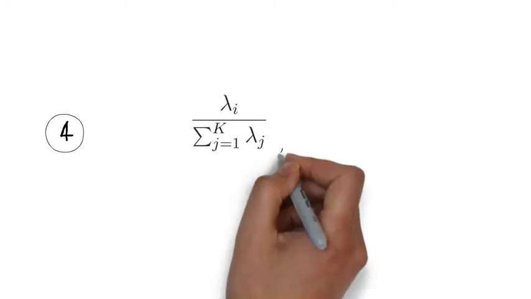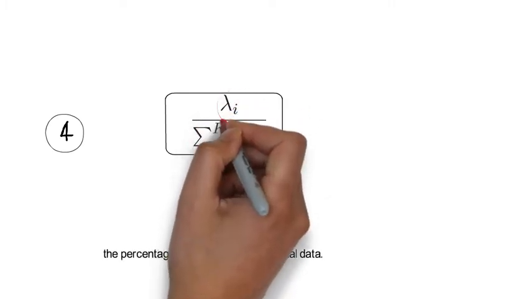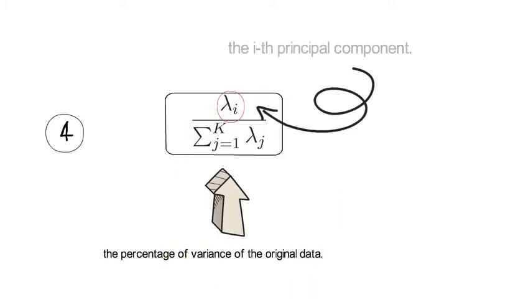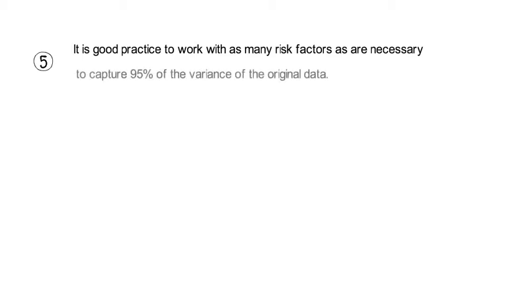Fourth, if you take the ratio of lambda i divided by the sum of all lambdas, that quantifies the percentage of variance of the original data that is captured by the ith principal component. My fifth takeaway would be that it's good practice to work with as many statistical risk factors as are necessary to capture roughly 95% of the variance of the original data.